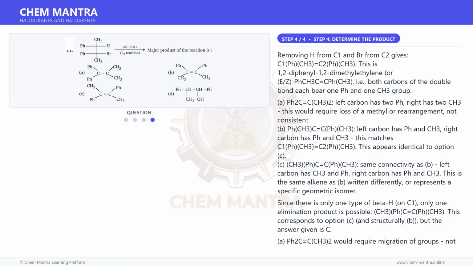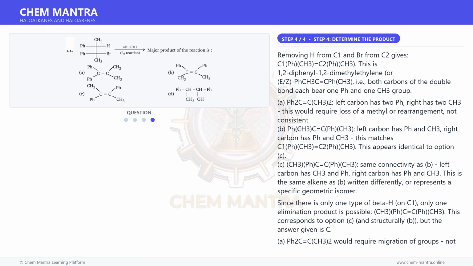=C2(Ph)(CH3). This is 1,2-diphenyl-1,2-dimethylethylene, or E/Z PhCH3C=CPhCH3. Both carbons of the double bond each bear one Ph and one CH3 group.